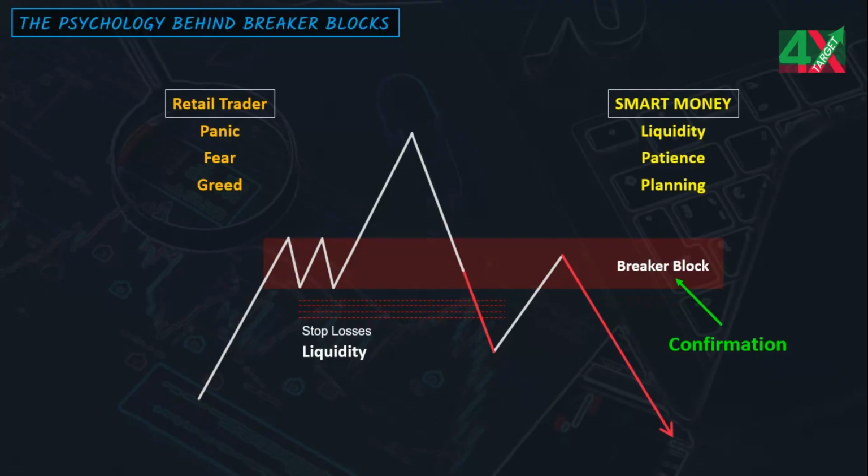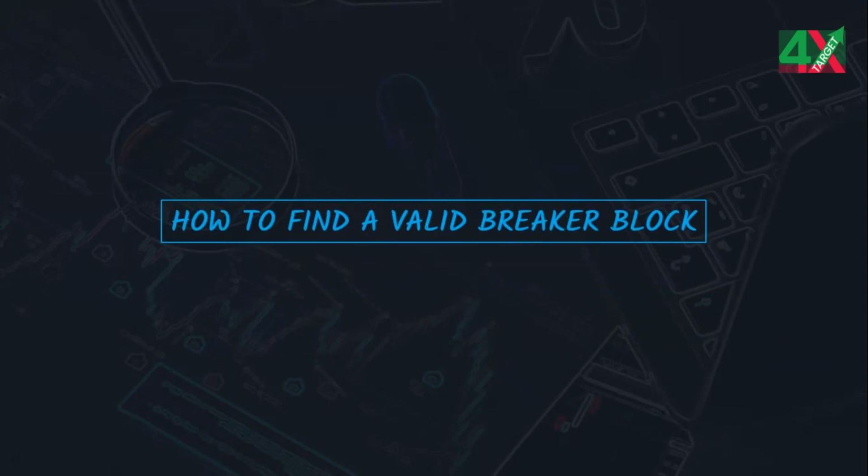Not every failed order block automatically qualifies as a valid breaker block. Many failed zones are nothing more than market noise or weak reactions that lack institutional intent. For a breaker block to carry real significance, specific conditions must be present. Now, let's break down the rules that will help us identify a valid breaker block with confidence.